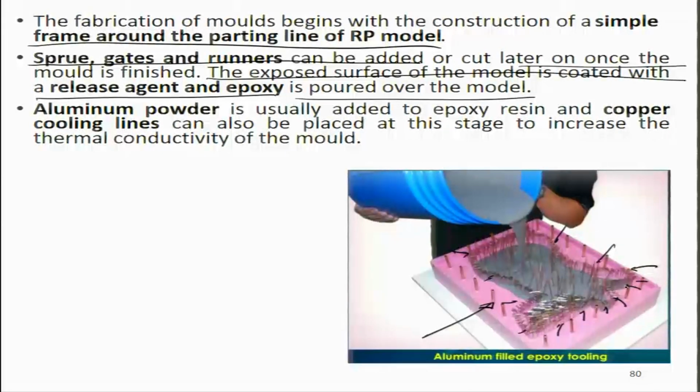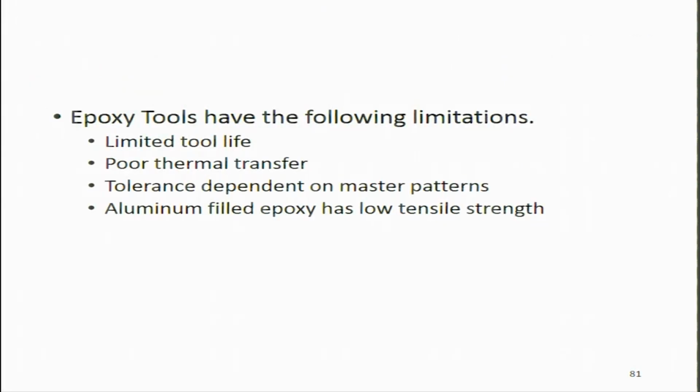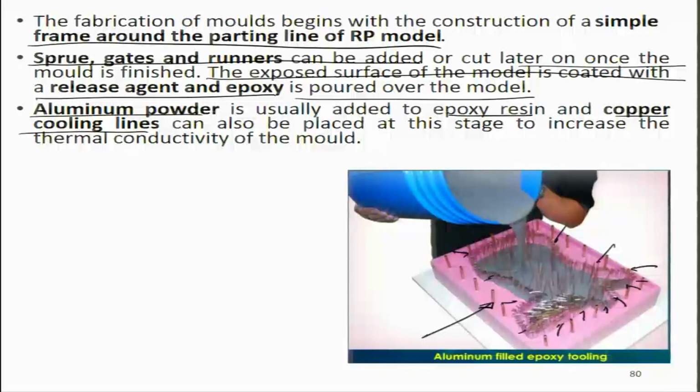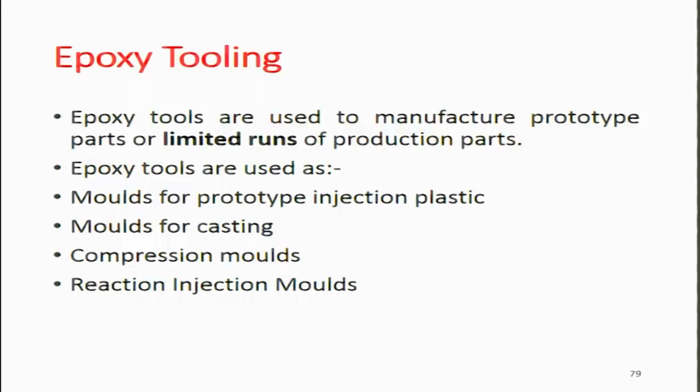The epoxy would fill the cavity, okay, and generally aluminum powder is also sometimes added to the epoxy resin, and copper cooling lines can also be placed at this stage to increase the thermal conductivity of the mold. Once this pouring happens, it dries up and creates an aluminum filled epoxy. So in a way the epoxy tooling method is used to make reinforcements, okay, getting rid of some of the problems associated with the silicone rubber mold which you saw in the earlier step.